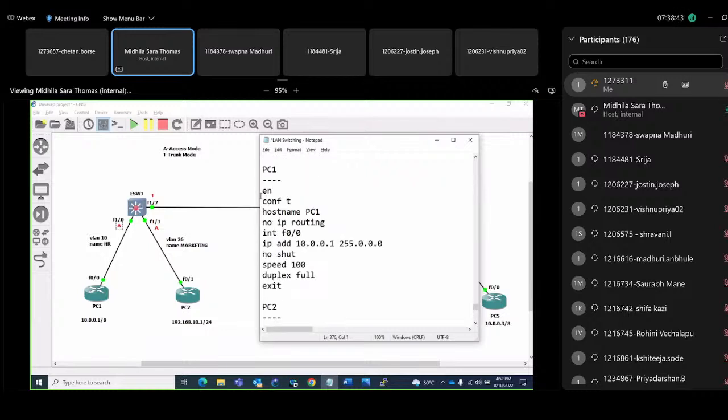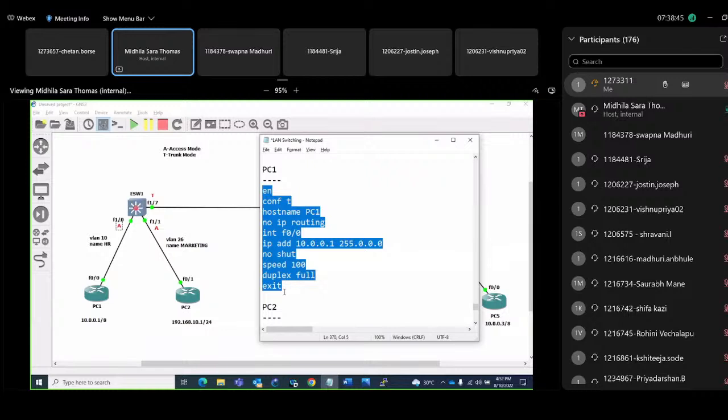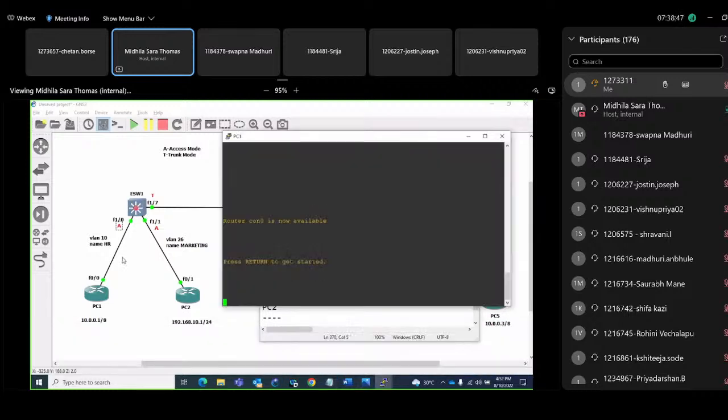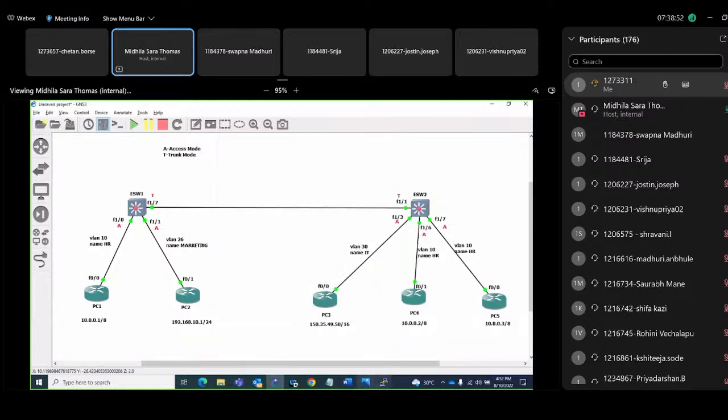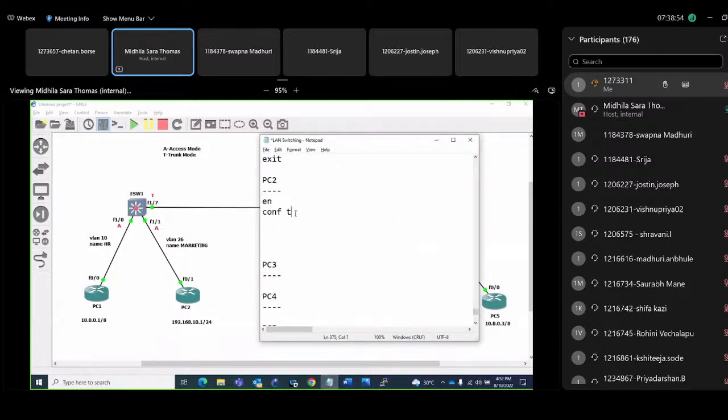So let me paste it in PC1. Control C. PC1, let me paste it. One minute. Yeah, I pasted it in PC1. Let it be there. Yeah, let's do PC2 now.